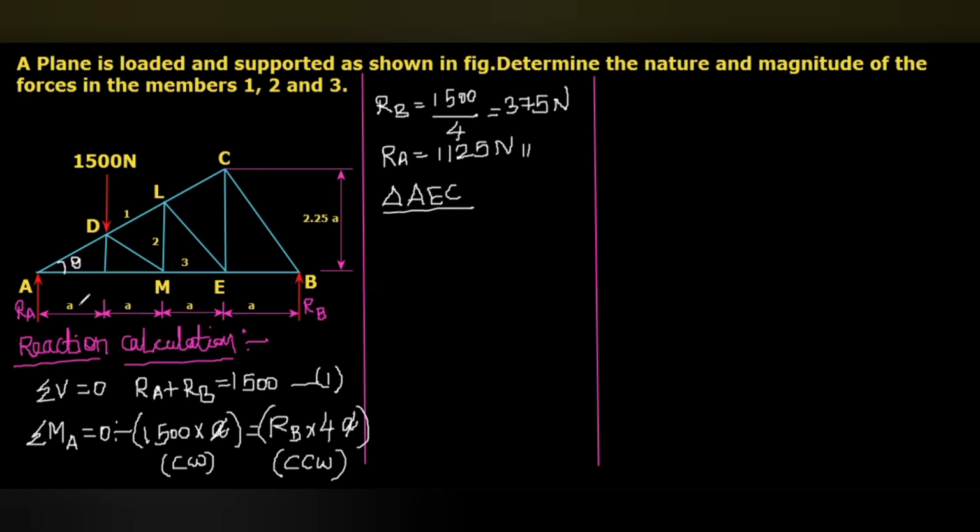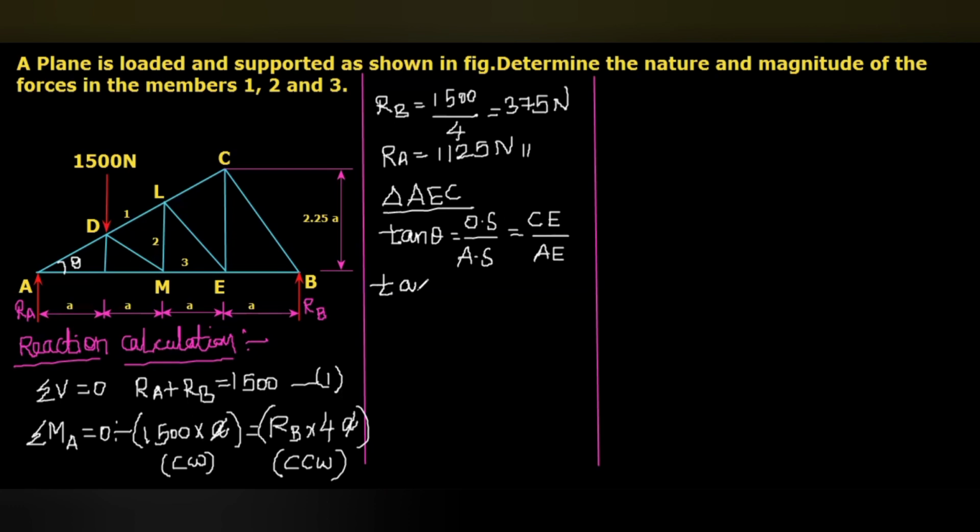AE is the known value because that will be 3 times the A, and the vertical distance CE is 2.25A. So for this theta, CE will be the opposite side and AE will be the adjacent side for this right angle triangle AEC. So we can take tan theta preferably, that is equal to opposite side by adjacent side. Here the opposite side is CE divided by the adjacent side, that is AE.